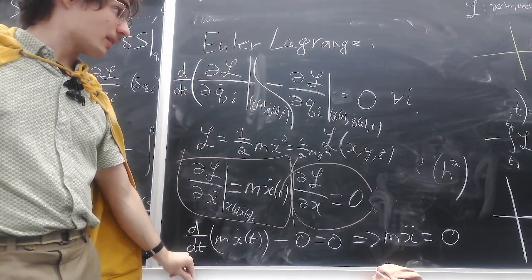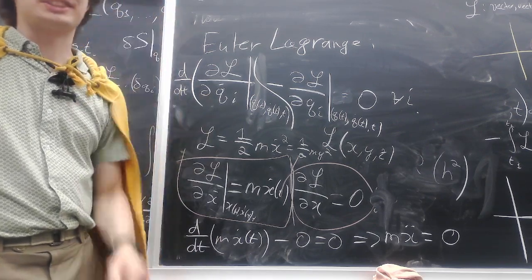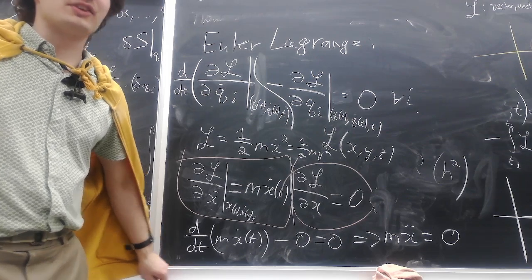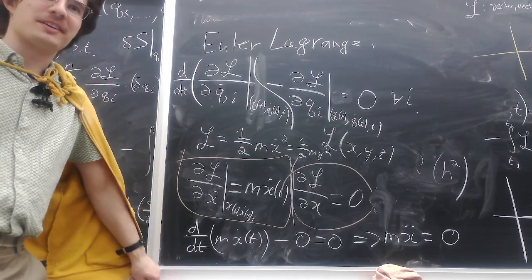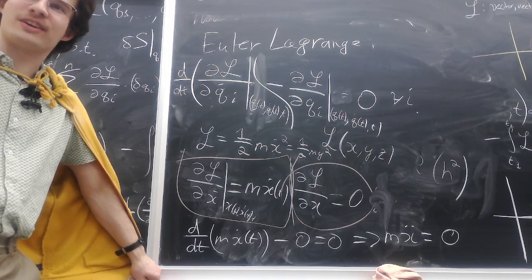If you have a system, how do you get the Lagrangian? Great question. Essentially, meaning experiment. At the end of the day, you have to do an experiment to figure out how your system works and write down the Lagrangian for it.